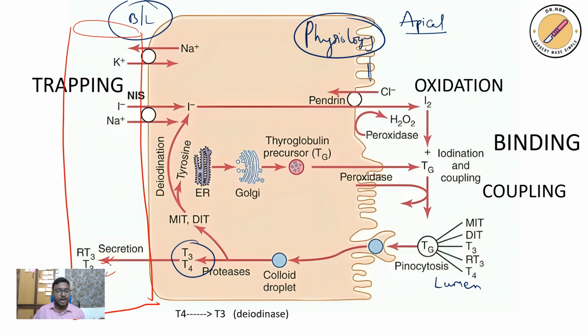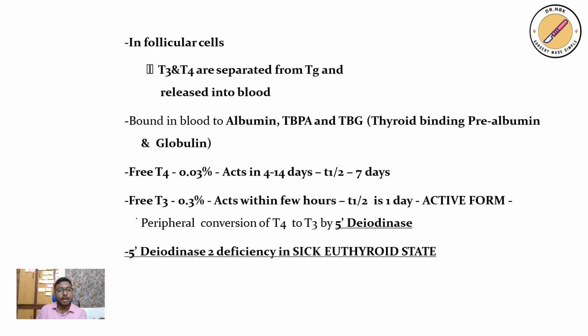Okay, so once they are released into the circulation, they are not free. There are certain binding proteins to which this T3 and T4 will get bound. So what are the important binding proteins? One is albumin, second one is prealbumin. There is another one which is called thyroid binding globulin. So these are the three important binding proteins to which T3 and T4 are bound. This prealbumin is also called transthyretin. Okay, right. So you can see here albumin, thyroid binding globulin.